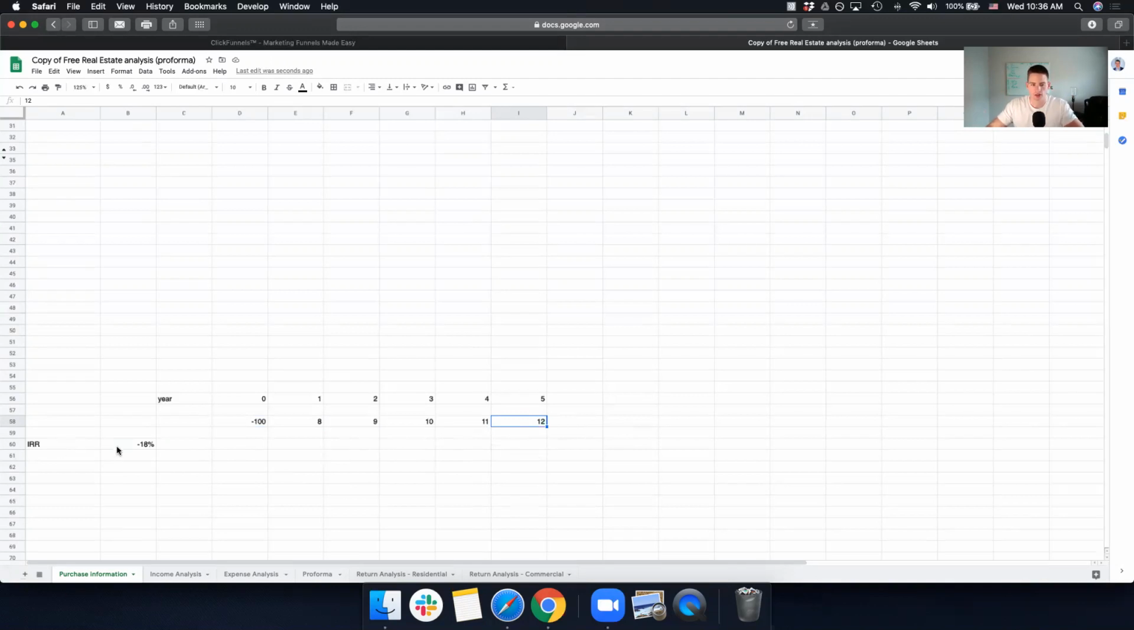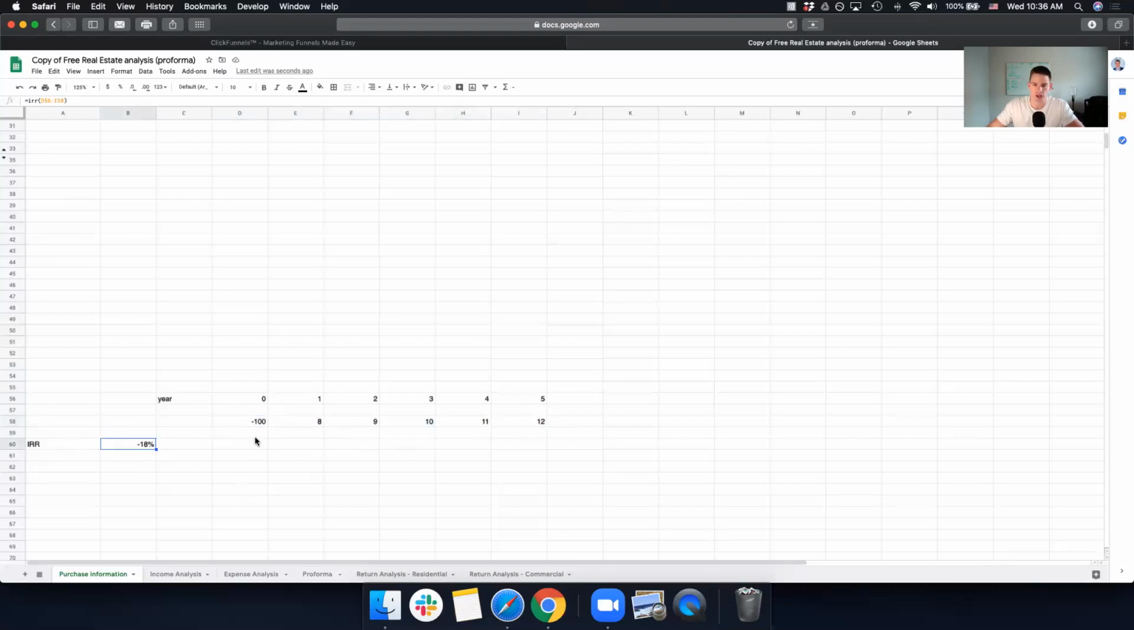Yet our IRR tells us we're making negative 18%. So how does that make sense, right? Well, here's the thing: IRR is, again, measuring the rate at which this $100 grows compounded a year. And essentially this $100 really hasn't grown at all, because in total we've only received $50 over the course of 5 years.